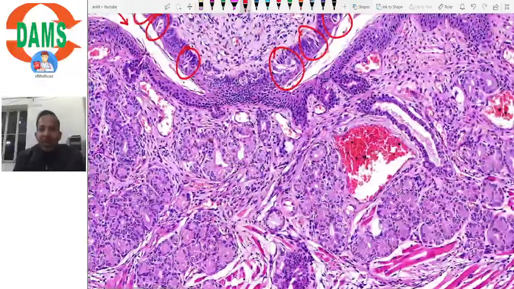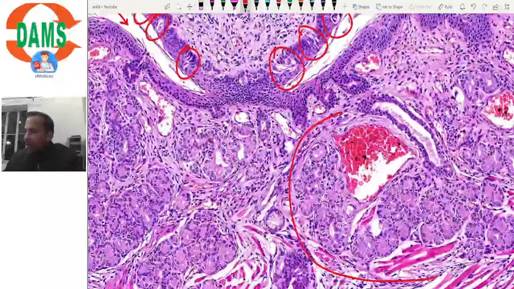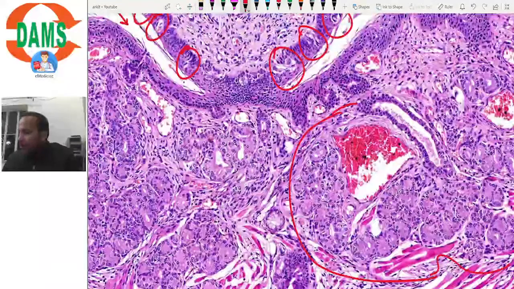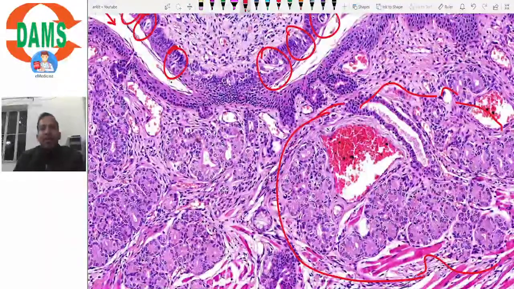Von Ebner's salivary gland. So can you identify, can you locate this salivary gland here? You can easily visualize this structure, isn't it? And von Ebner's salivary gland, a minor salivary gland, we have seen that it is serous, isn't it? Unlike other minor salivary glands, this is not a mucous salivary gland.